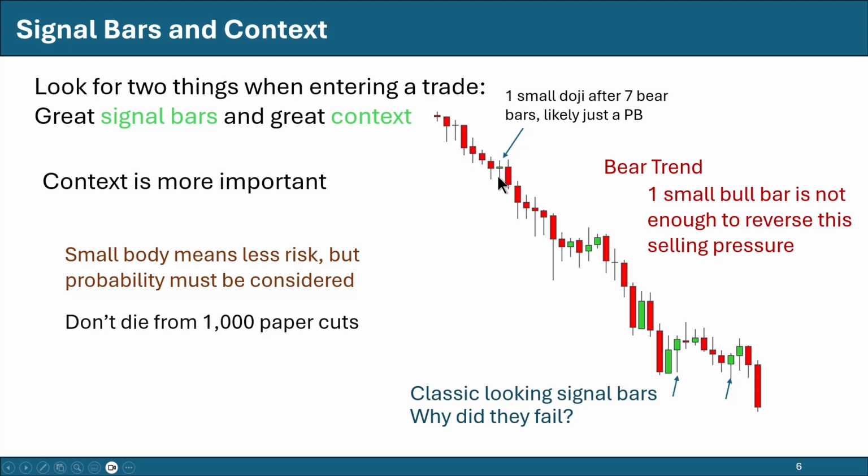Check out this bar. It's a small bull doji, and it's following about 7 bars down, 6 of them with bear bodies. That doji is not going to reverse this selling pressure. The market's going down here for a reason. If the bears can control 7 bars in a row like this, there's something going on and the market's probably going lower. If it doesn't go lower immediately, it will probably reverse back down after a reversal attempt.